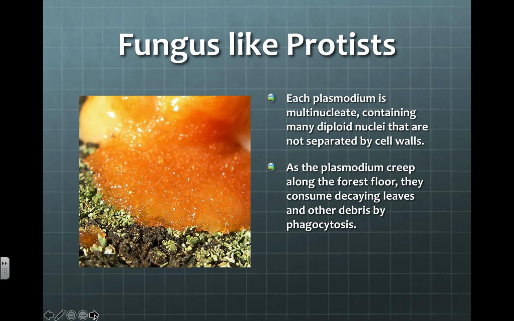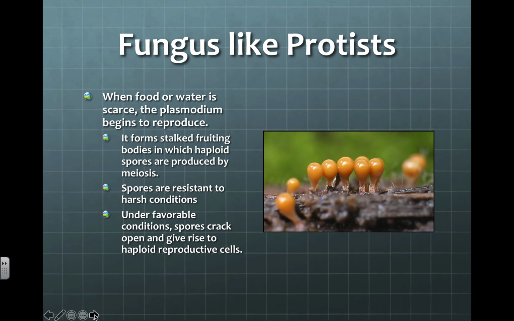Now, as the plasmodium creeps along the forest floor, what they're doing is they're releasing these enzymes and they're consuming these dead and decaying leaves, any other debris, and they're phagocytizing it. Remember, phagocytosis is where they reach out and they grab a food. Pinocytosis was a liquid, so they're grabbing a solid food and they're bringing it in. So they're very, very powerful phagocytizers.